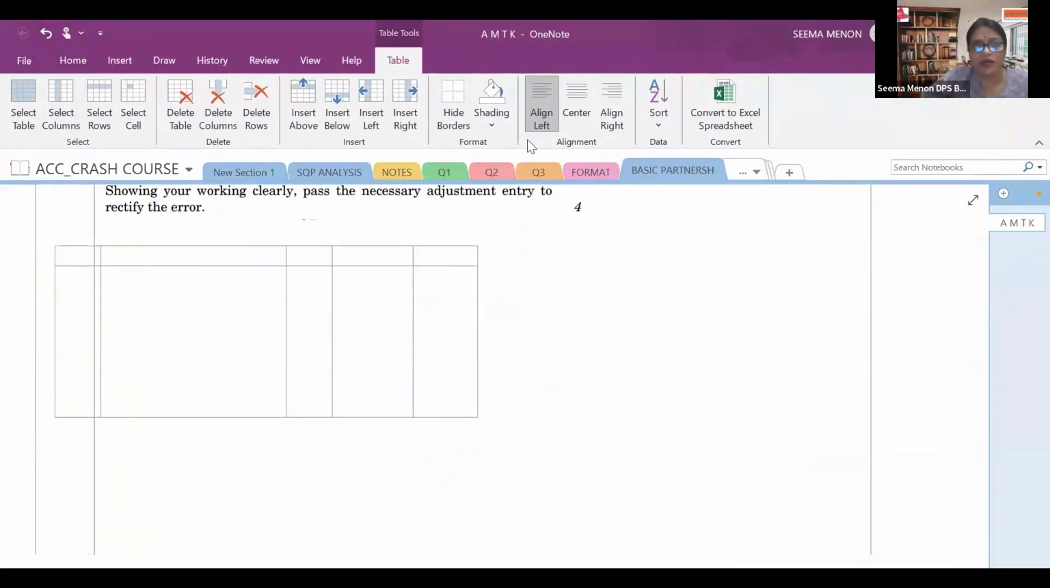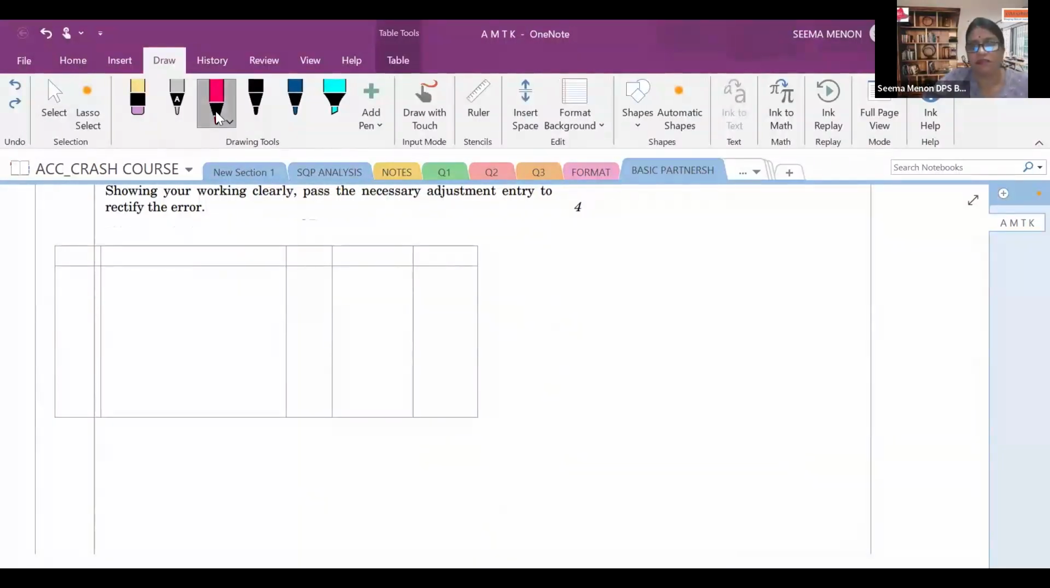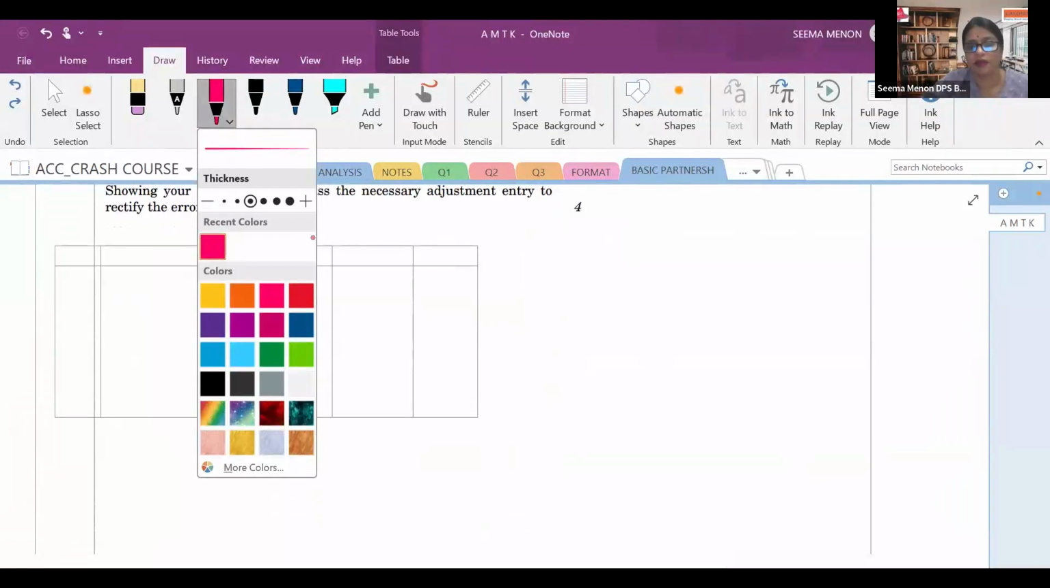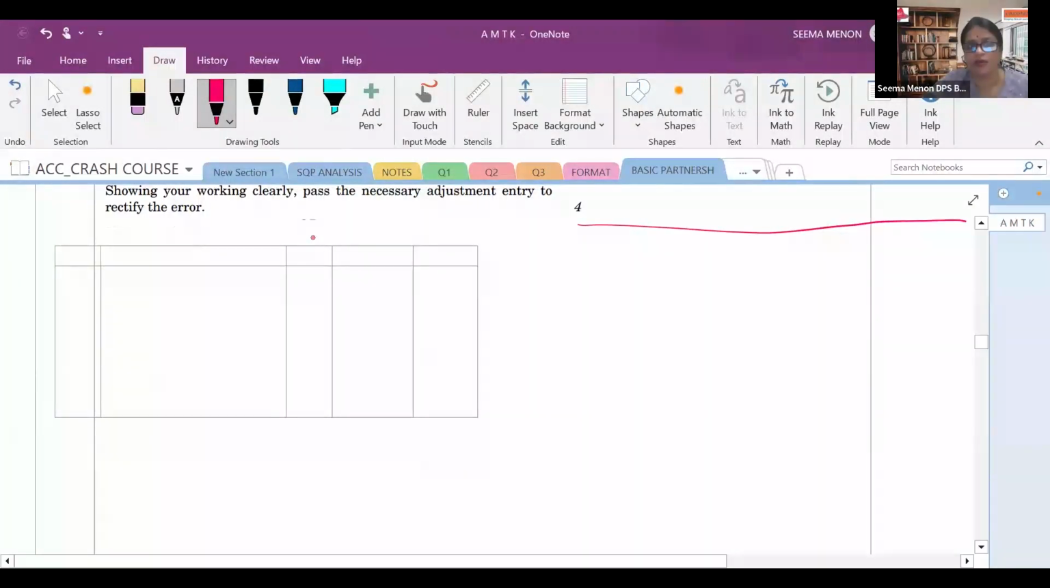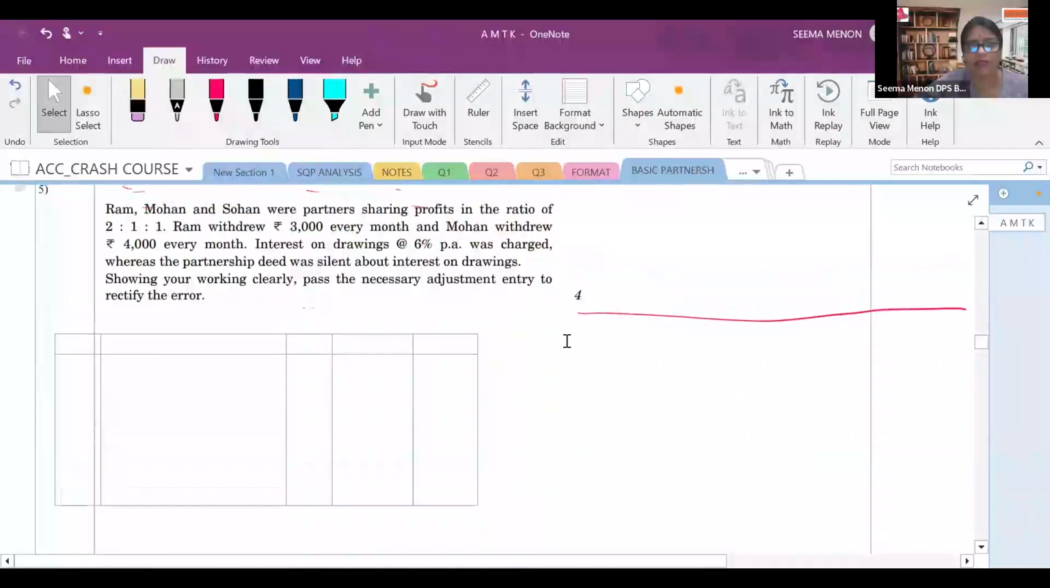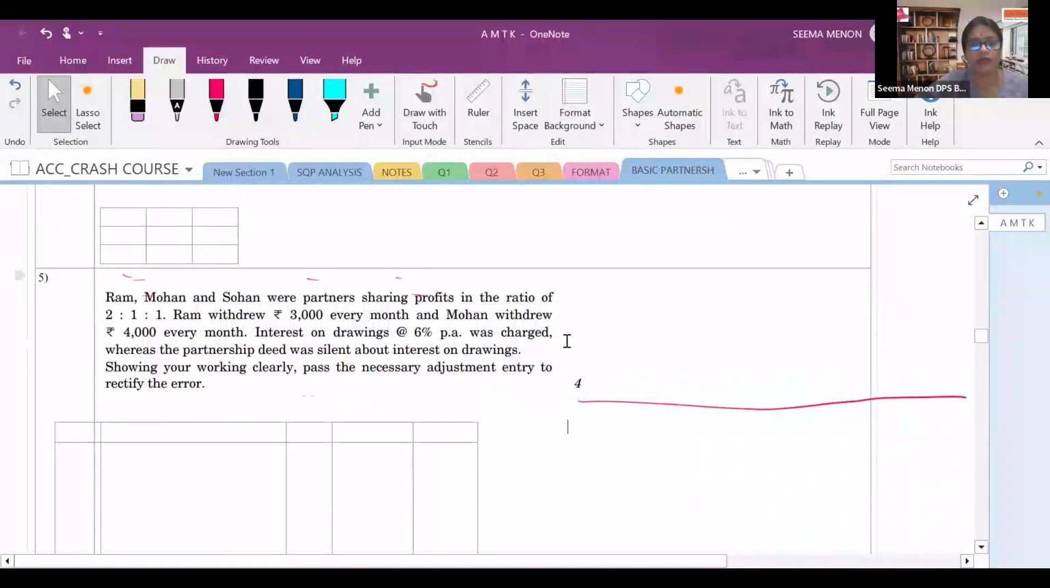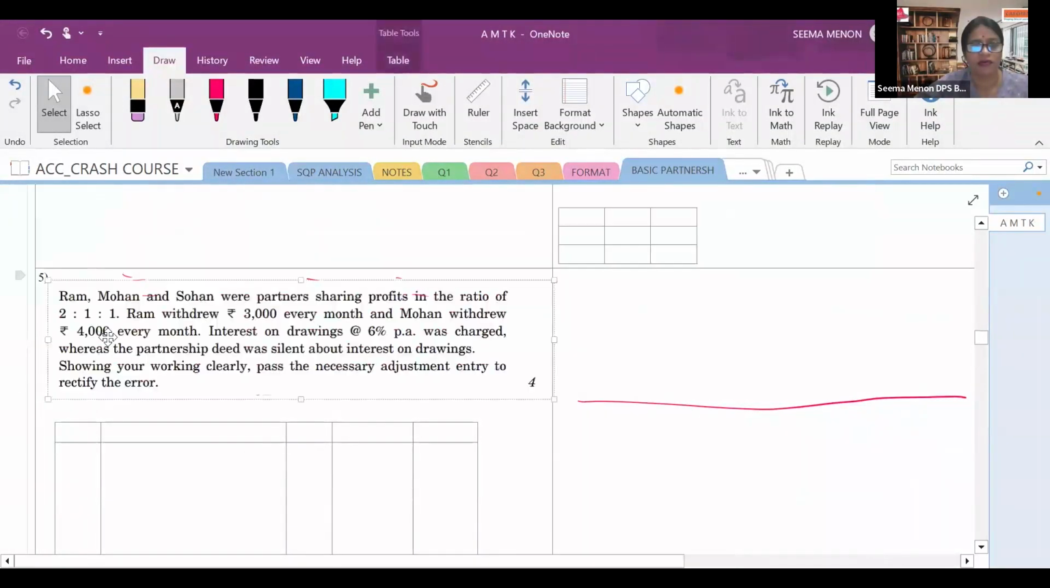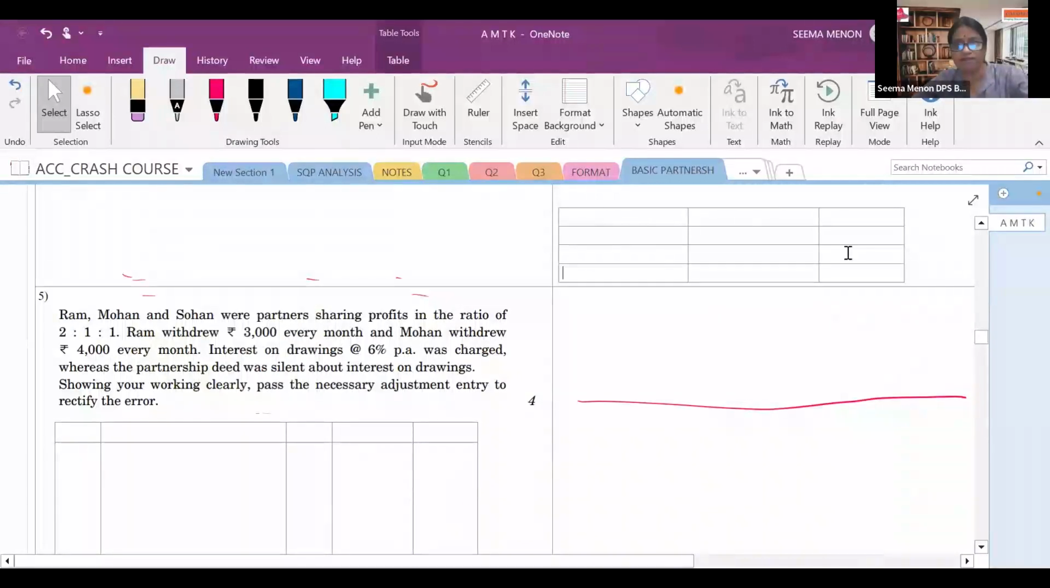Now see, children, here you can draw the table. Table showing the interest on drawings. So we are having two partners. I will draw a little bit up so that we can cover the question also meanwhile. But time will not be wasted. That is only the intention, right? Here I am drawing, here I made a table. So let's do on that. Okay. So this is called the adjustment table.